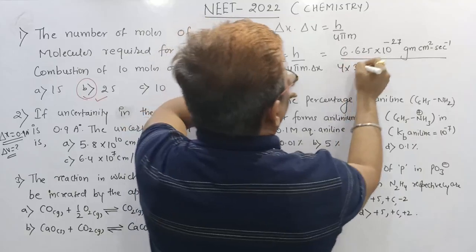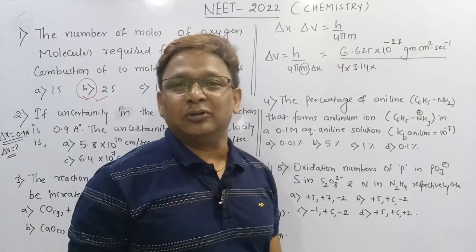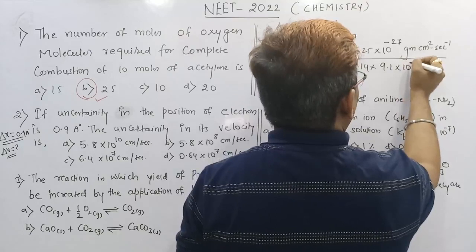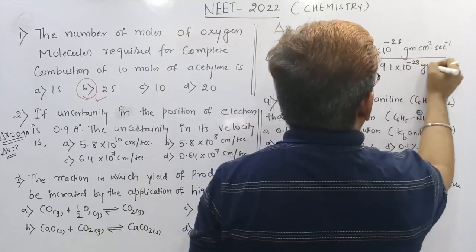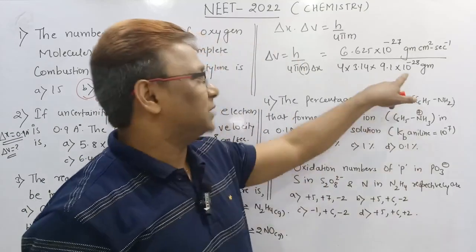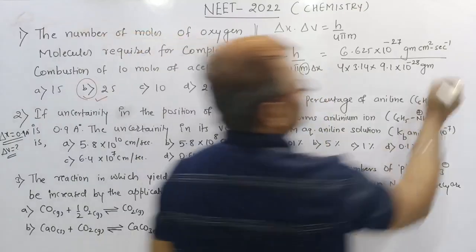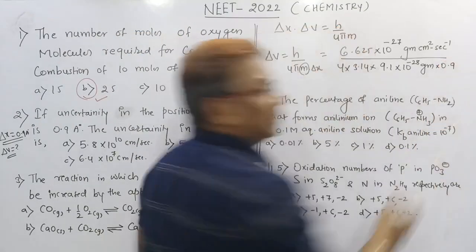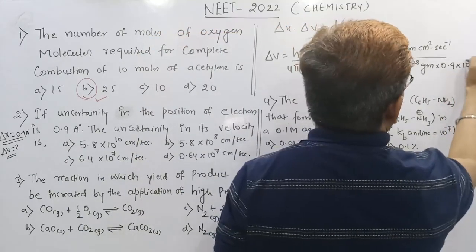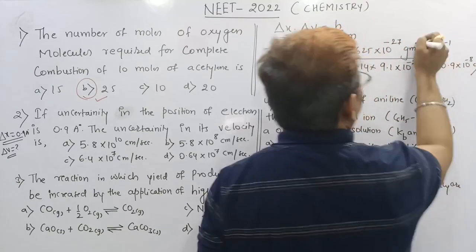By 4 pi, pi value 3.14. But m is the mass, mass of the electron, 9.1 into 10 to the power of minus 31 kg, or we can say 9.1 into 10 to the power of minus 28 gram. Delta x is the uncertainty in position they gave as 0.9 angstrom, so I should write here 0.9. Do you know, madam, 1 angstrom is equal to 10 to the power of minus 8 centimeter. So 10 to the power of minus 8 centimeter. Centimeter square gets cancelled. But here gram gets cancelled.